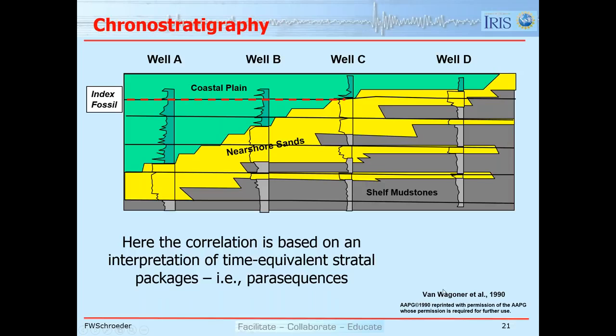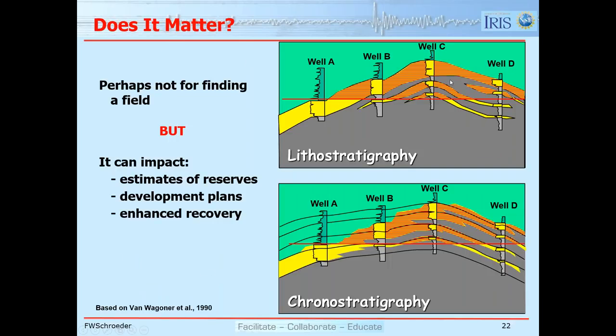Using some terminology from Van Wagner et al., this would be one parasequence, this would be the next, this would be the third, this would be the fourth. So it's two different ways to take the same data and come up with a way in which to relate the rocks in one well to the rocks in the other three.